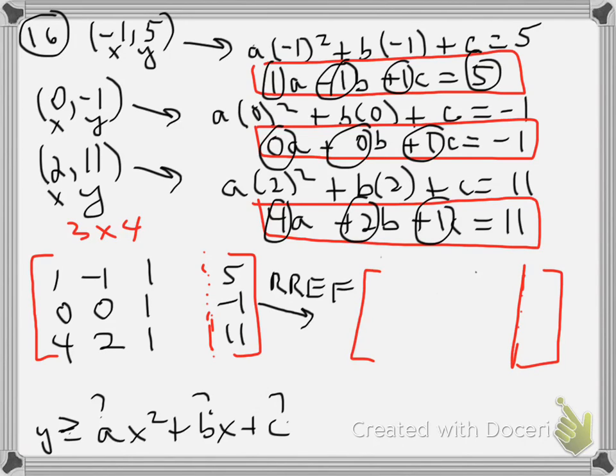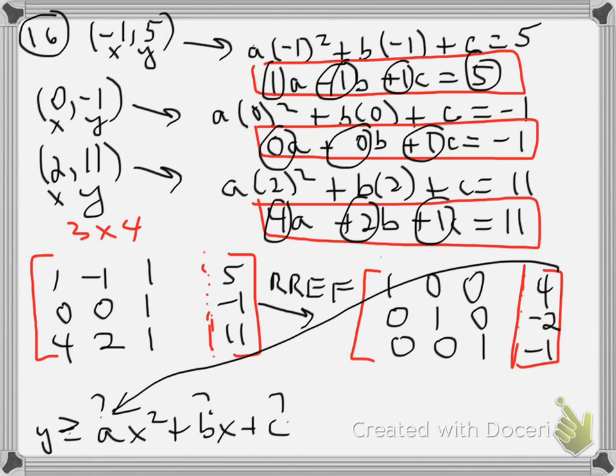Okay, I get 1A, no B's, no C's. So that's A equals 4. I get no A's, 1B, no C's. That basically means B equals -2. No A's, no B's, 1C. That's basically C equals -1. So my final answer then is, I know what these numbers are. 4 goes in here. -2 goes in here. Negative 1 goes in here, and so my answer looks like this.